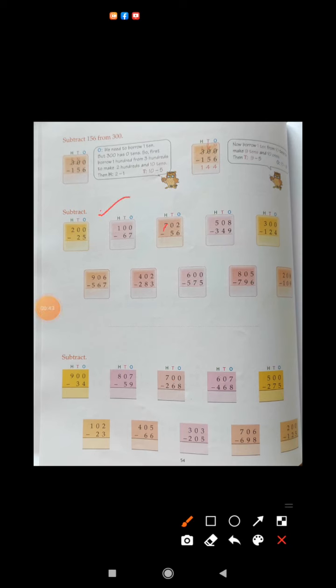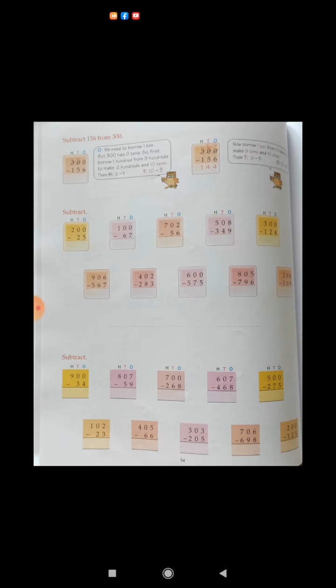Now next question is 100 minus 67. First subtract the ones. 0 is less than 7. Take borrow from this side. From 10 side, here will be 10 and here 9. 10 minus 7 is 3. 9 minus 6 is 3. The answer is 33. Write in the space given, 33.